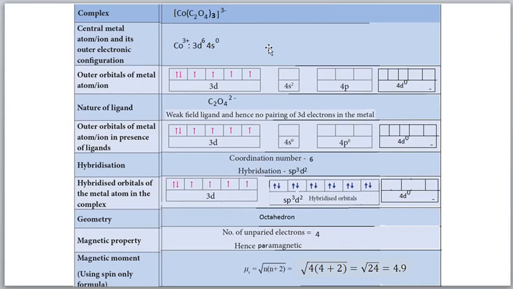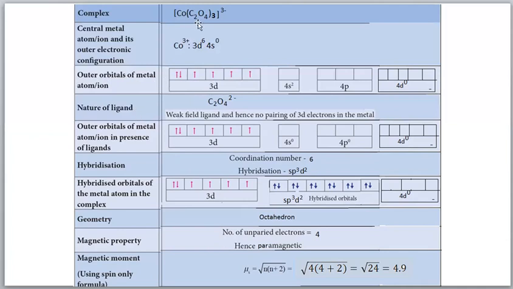Scandium, titanium, vanadium, chromium, manganese, iron, cobalt, the seventh. So 3d7, 4s2. Here +3 is there, so from 4s, 2 electrons are removed, and from 3d, 1 electron is removed. Remaining is 3d6. Outer orbitals of the metal ion: there is 3d6, with 5 d orbitals. One orbital is paired, all other orbitals have unpaired electrons.